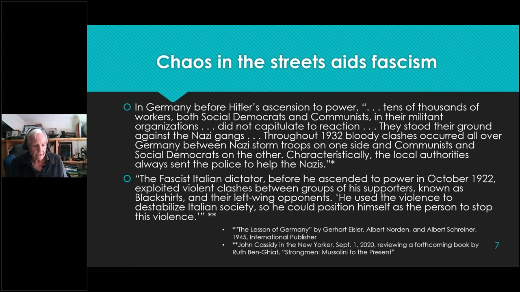And the second quote is from a review of a book by Ruth Ben-Ghiat. I'm not sure if I pronounced that correctly. The fascist Italian dictator, before he ascended to power in October, exploited violent clashes between groups of his supporters, known as the Black Shirts, and their left-wing opponents. He used the violence to destabilize Italian society so he could position himself as the person to stop this violence.